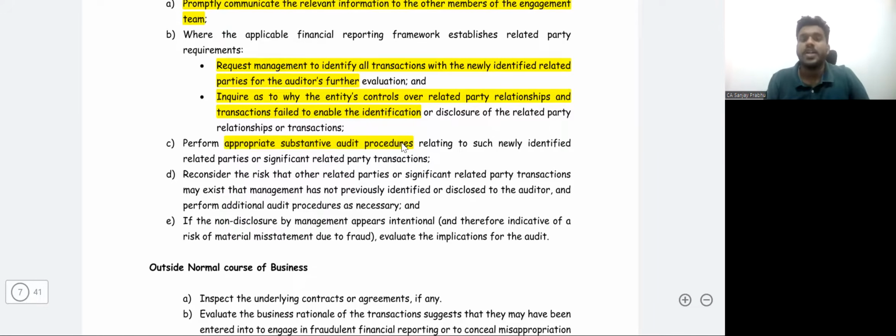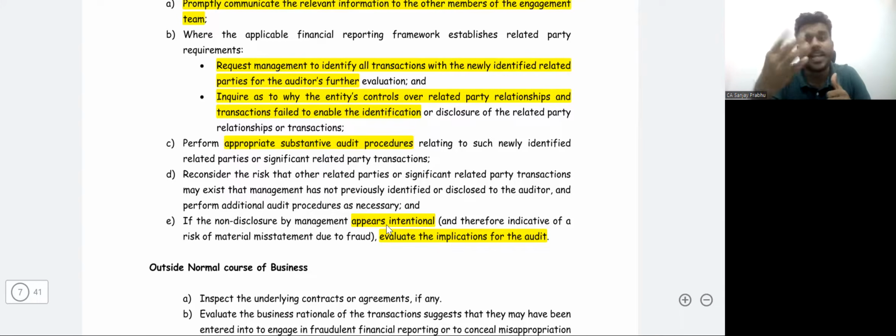Okay, agrees. Now, if the auditor feels like the non-disclosure by the management was intentional, if the auditor finds that the management intentionally hides this particular related party, then auditor has to perform the audit procedures for fraud, SA 240. Now, auditor has to evaluate the implications for the audit. Agree to this? Okay, sir, got it. So what are the audit procedures we said in case of newly identified related party?